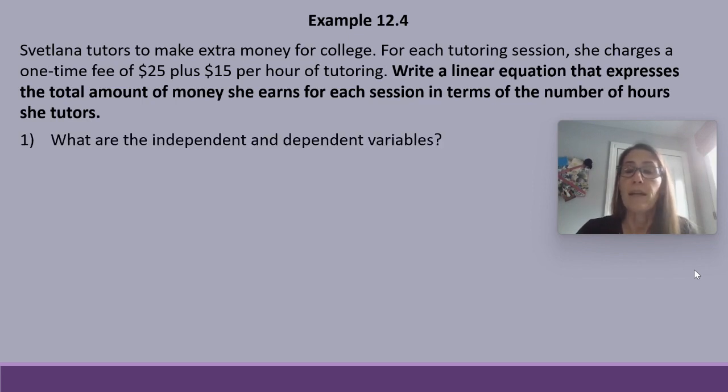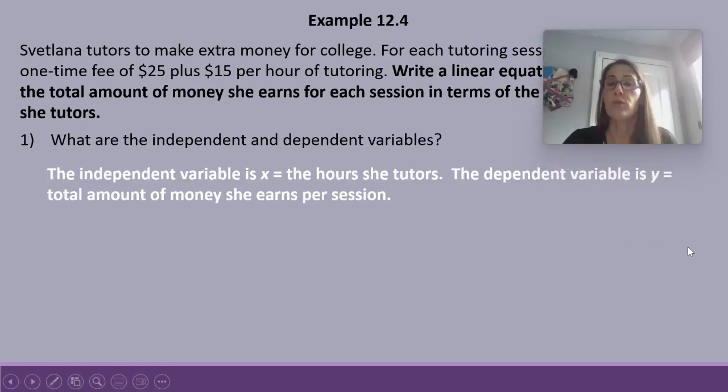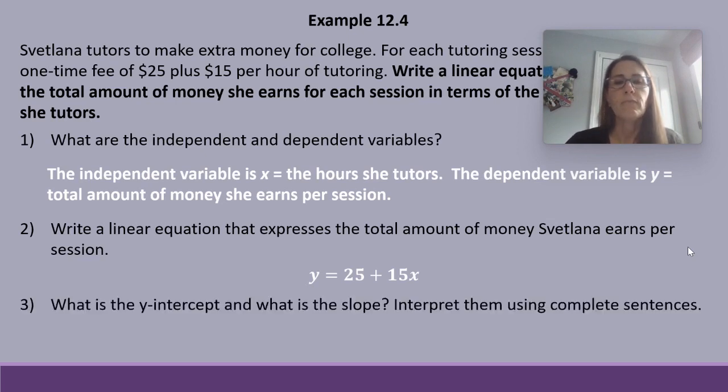So what are the independent and dependent variables? The independent is X, the hours she tutors, and the dependent variable is Y, the total amount of money she earns per session. Our linear equation that expresses the total amount of money Svetlana earns per session is going to look like Y equals 25 plus 15X. So our fixed cost, one-time fee, 25, plus our rate, 15, times our independent variable X. So what is the y-intercept and what is the slope? And try to interpret them using complete sentences.